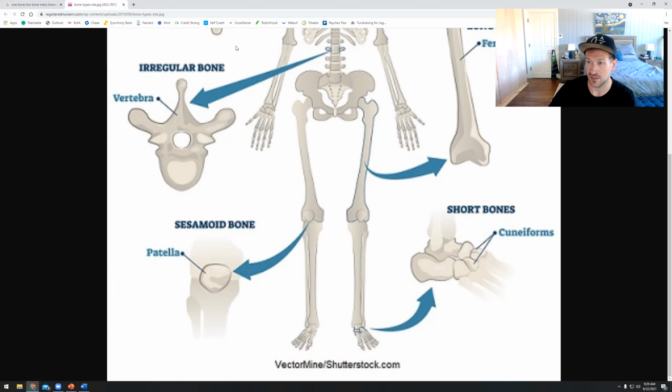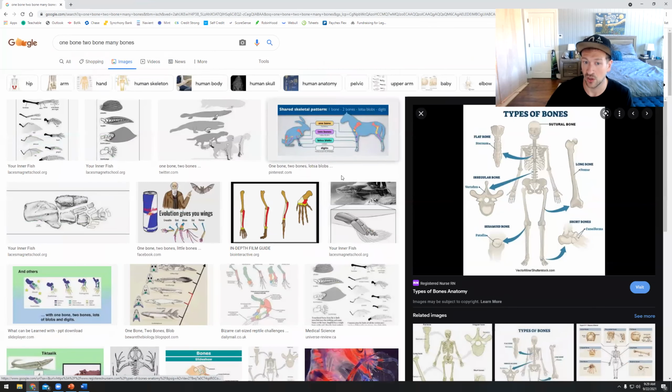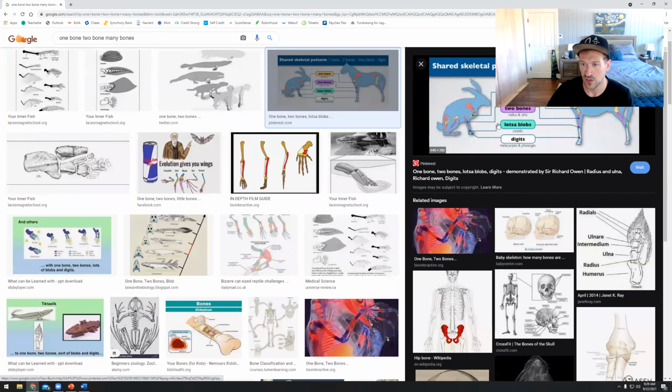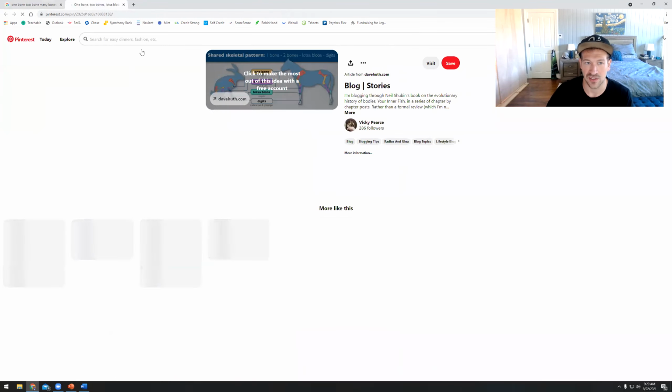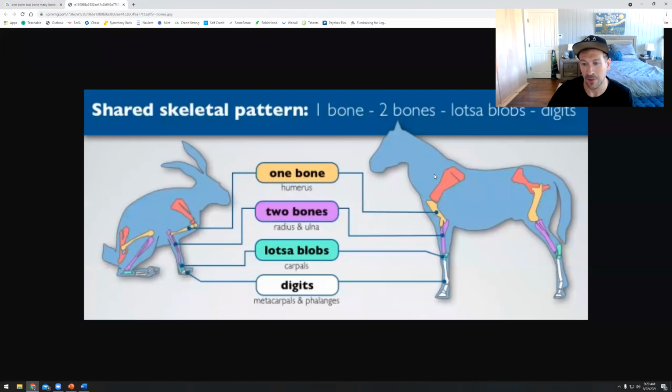That is one of the things that we see that makes us a mammal. We see that in pretty much all mammals. It's called the one bone, two bone structure. So here's a very weird example. You can see here's a rabbit and a horse, right? So we see one bone, and then there's their shoulder blade, right? So one bone, two bones, lots of bones, and little digits at the end there.